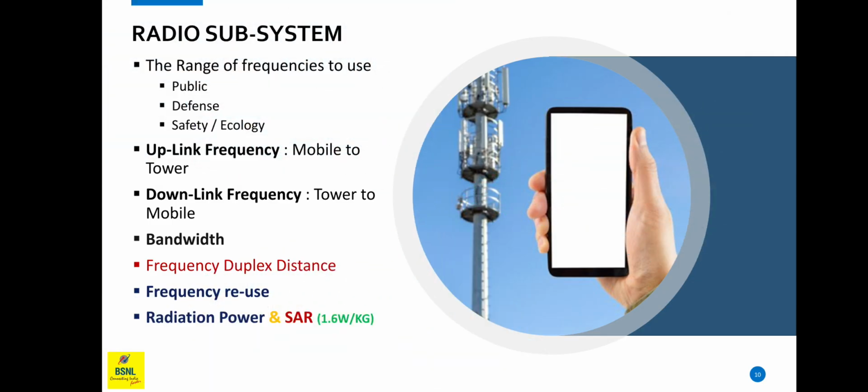The radio subsystem has an uplink and a downlink. The frequencies for the uplink and the downlink are kept purposely different so that the communication is enabled without any interference.